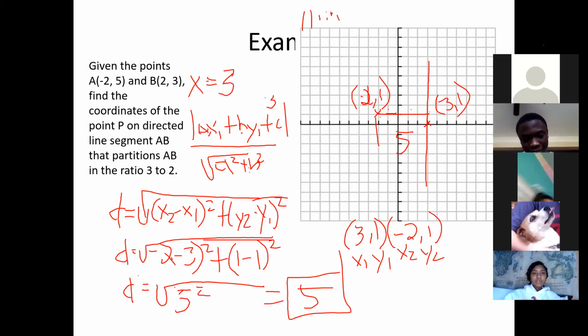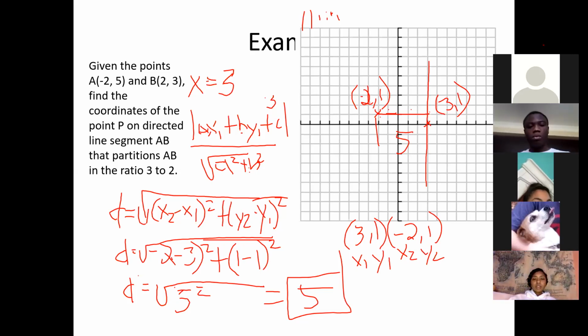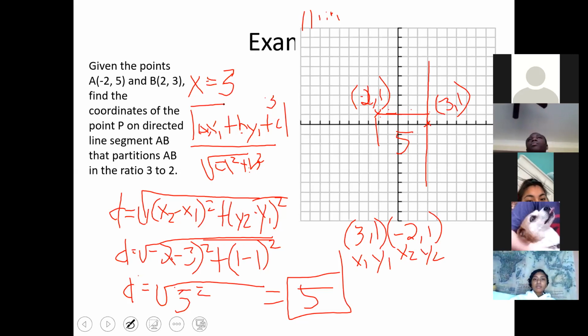Is x equals 3 always 3, 1? Let's say that again, Trinity. Is x equals 3 always 3, 1? Why wouldn't it be 3, 0? Well, that's a good question. We were just saying, this x equals 3 right here, how do you put that in standard form of a line? That's what I'll have to research and get back with you.